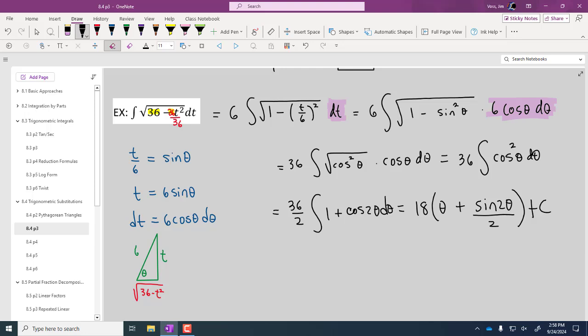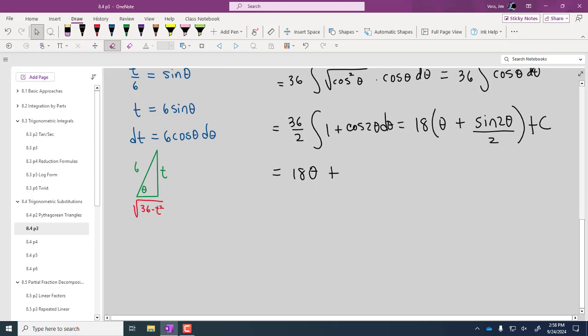Okay, so sine of 2 theta, what's sine of 2 theta equal to? 2 sine theta cosine theta. So we're going to use our double angle identity. So this is all going to reduce to 18 theta. We distribute this 18. And then this is going to be a 2 sine theta cosine theta. Those 2's can cancel, so that 18 is actually going to stick around. And we're going to have 18 sine of theta cosine of theta plus c.